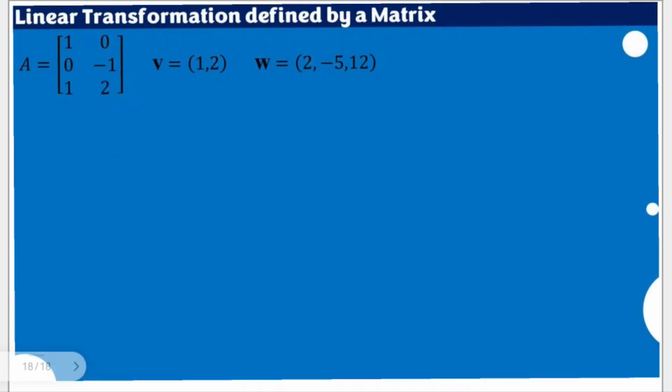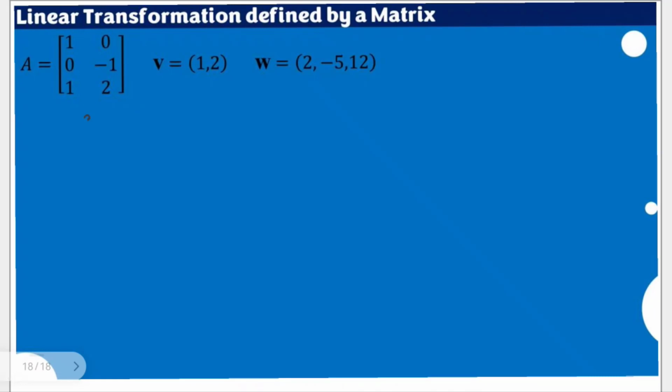Here we are going to solve for the images and pre-images of specific vectors, but we are going to decide first which of the two vectors, v and w, will have an image and a pre-image. This is under linear transformation defined by a matrix. To identify which vector is to be used, we need to understand that our matrix A here is a 3 by 2 matrix. So following m by n, our n is 2 and m is 3.